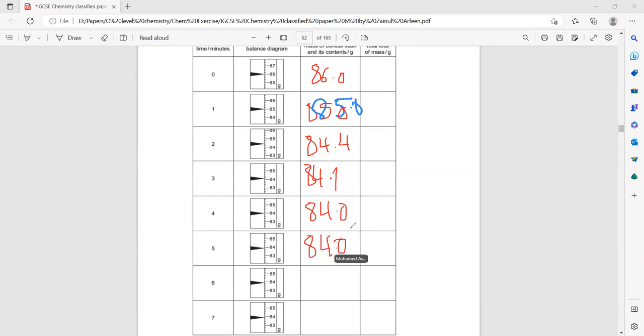Next, 80, no, it's below 84. It cannot be. This is 83.9. It is below 84, like 1 point below. Each point is representing 0.1. So this is 83.9, this is also 83.9 and 83.9.